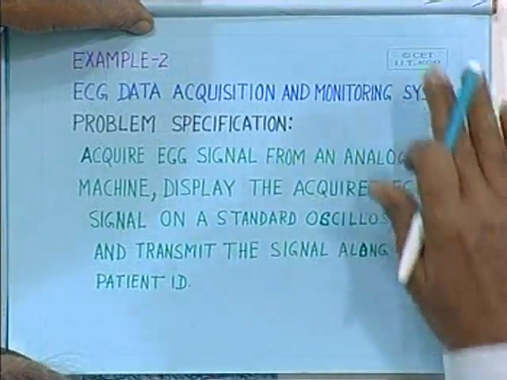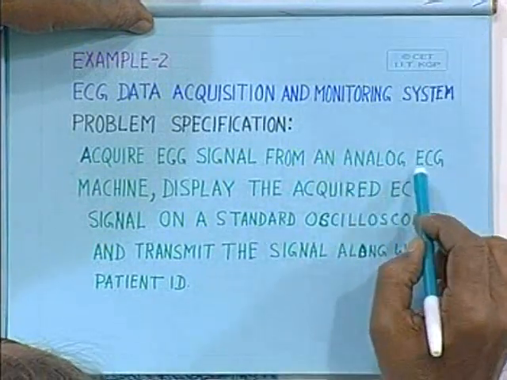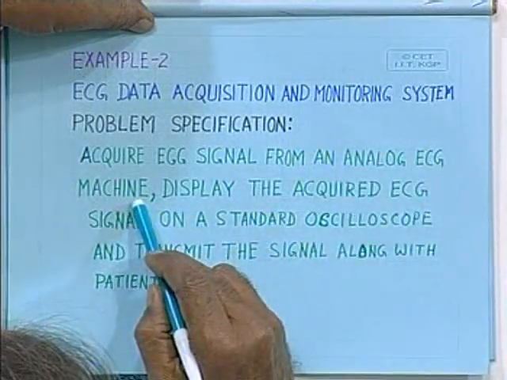The analog ECG machines are available for maybe 15,000-20,000 rupees. On the other hand, the digital ECG machines are quite costly, maybe of the order of few lakhs. So here, what we are trying to do, a simple, low-cost analog ECG machine is used, which has analog output. That analog output is converted into digital form.